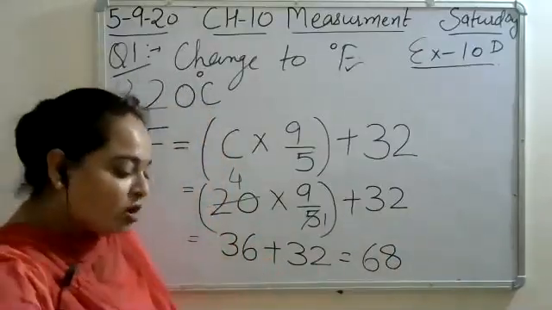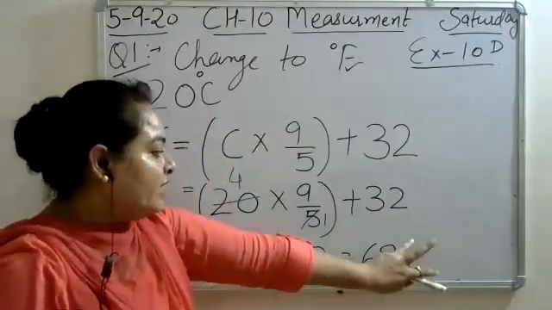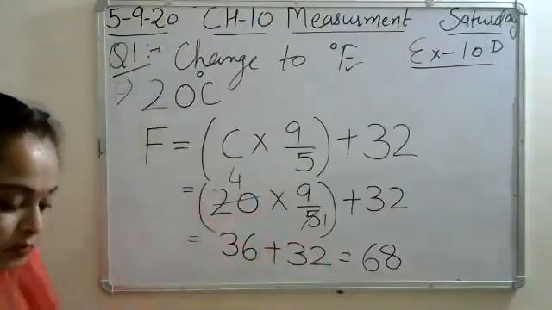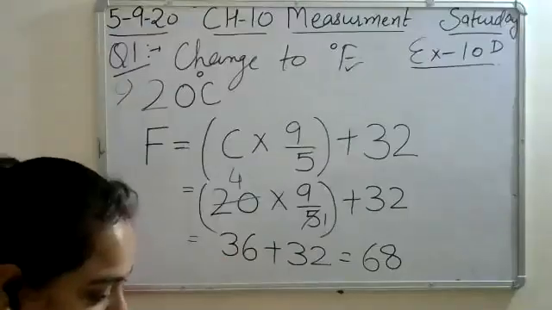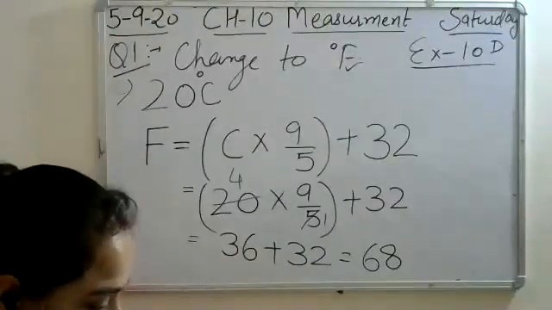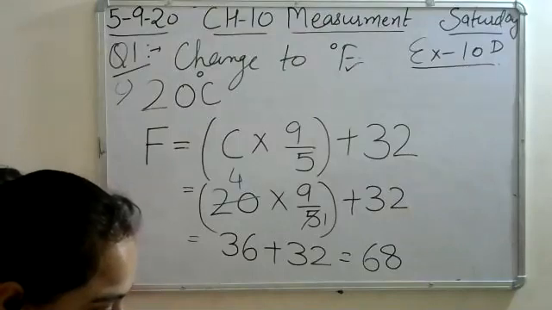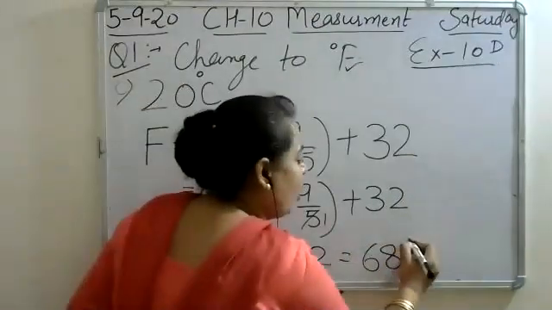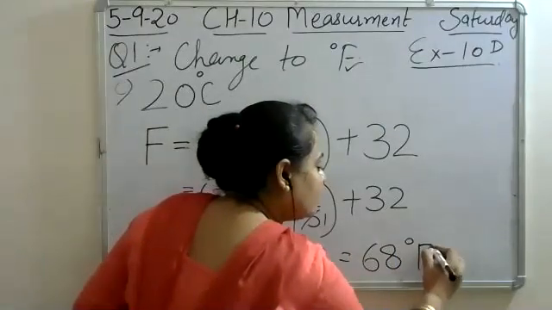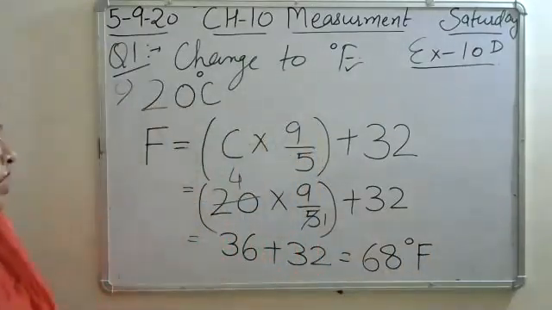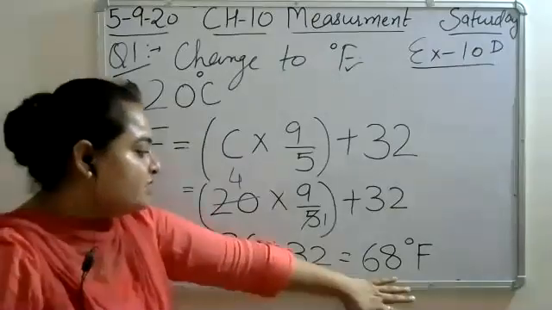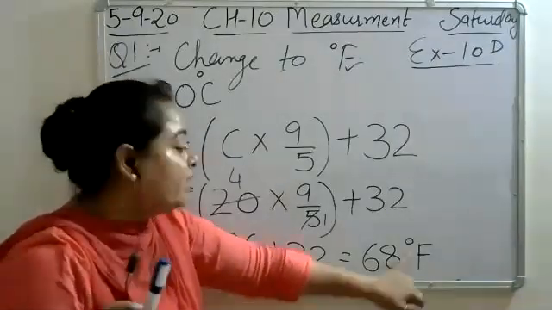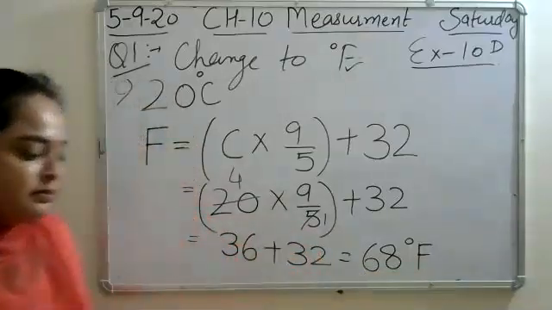Write down in the chat box. Degree Celsius or degree Fahrenheit? Very good. Degree Fahrenheit, because we changed it to Fahrenheit. So in the result we will not write degree Celsius. In the result we will write degree Fahrenheit. So note down this sum.